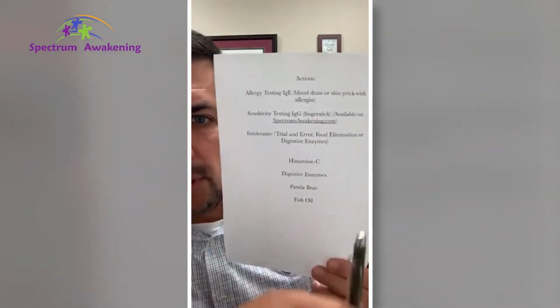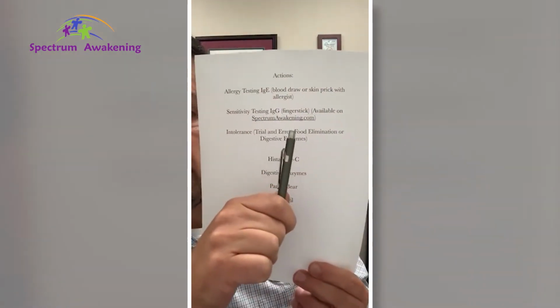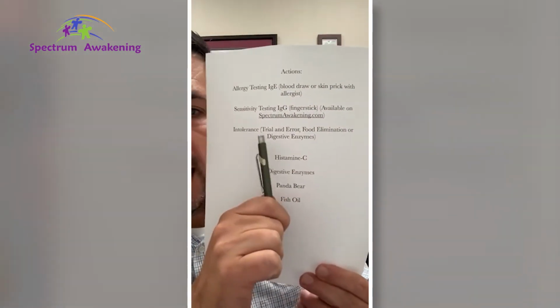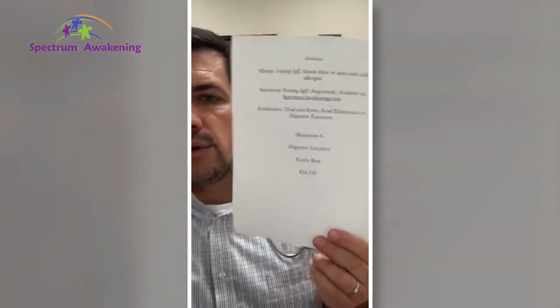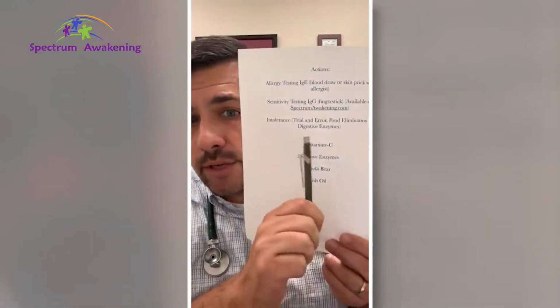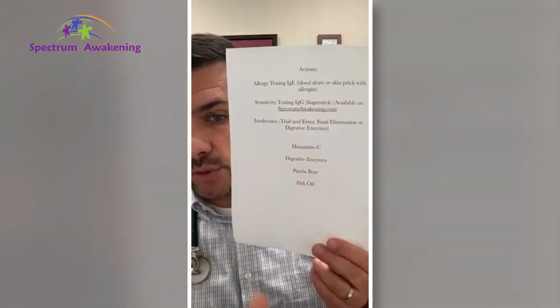You can also do this IgG through a blood test as well. But again, we're looking for antibodies that cause inflammation. Next, intolerance, digestive intolerance, the way you figure that out is basically different trials and errors. You're going to eliminate certain foods, see if you still have that abdominal bloating and pain, or start some digestive enzymes, which we'll get into in a little bit.